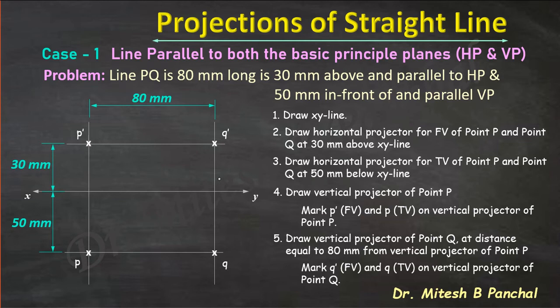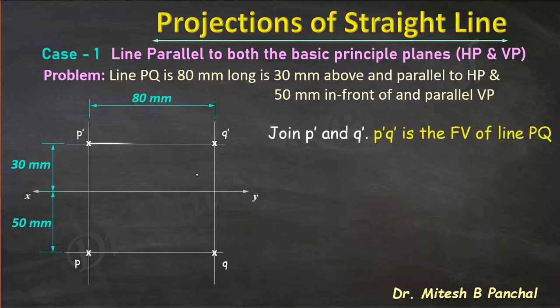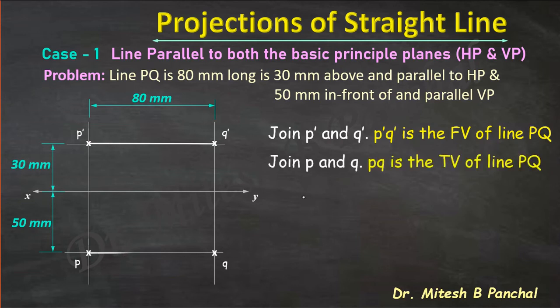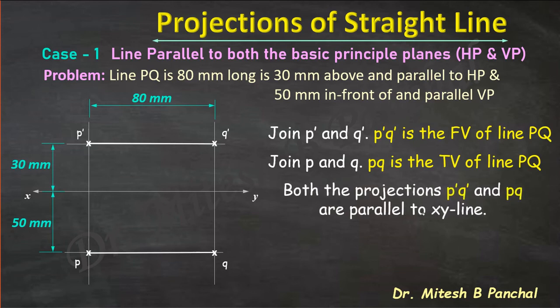Okay, so once the projections of both the endpoints are obtained, now we can draw the projections of line PQ. By joining P dash and Q dash, we can obtain the front view of line PQ, which gives the true length. In the same way, by joining P and Q, we can obtain the top view of line PQ, which also gives the true length. So both the projections P dash Q dash and PQ are nothing but the front view and top view of line PQ, giving true length.